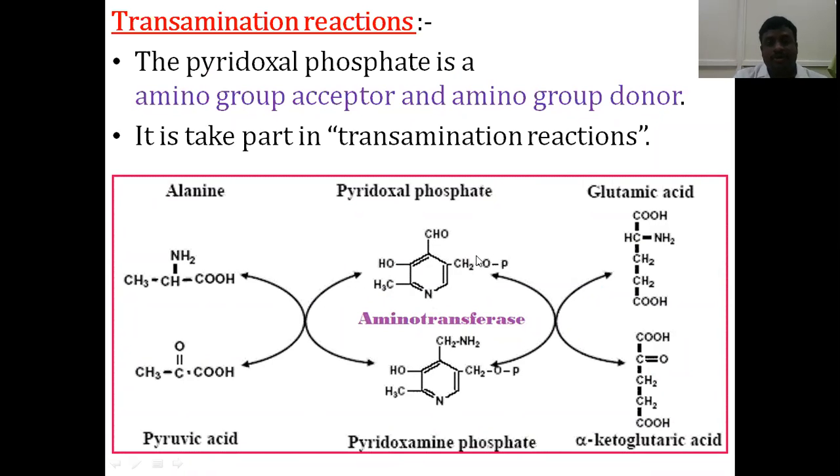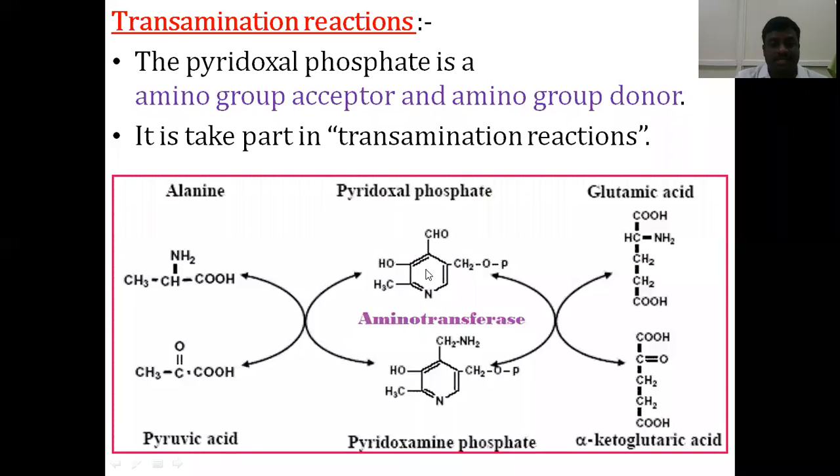So here pyridoxal phosphate's function is that it takes one amino group from the amino acid and transfers it to another molecule. So it is an acceptor for the amino group and a donor of the amino group. Here, in the presence of the enzyme aminotransferase, pyridoxal phosphate is a coenzyme.